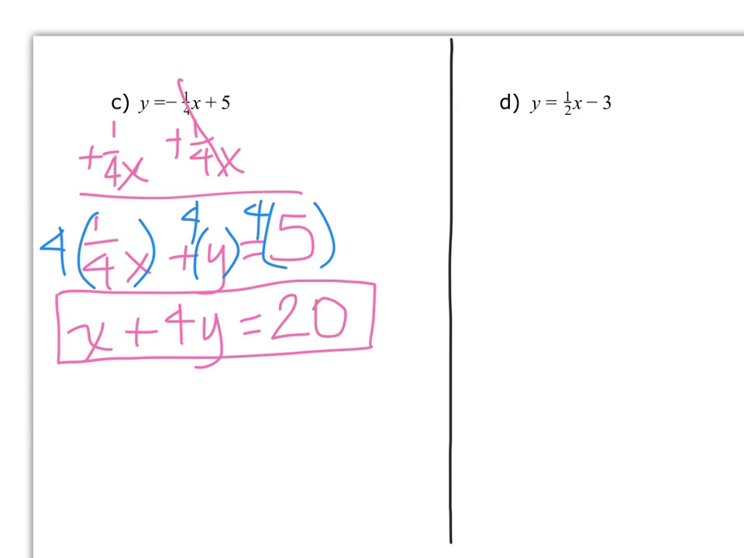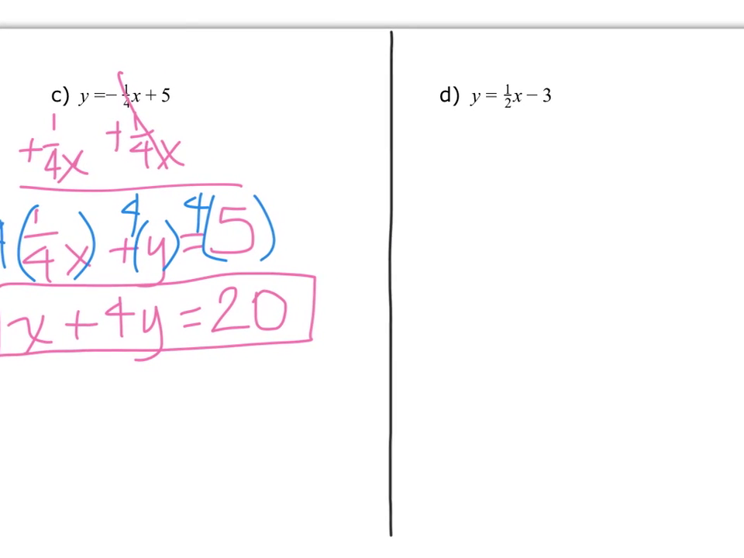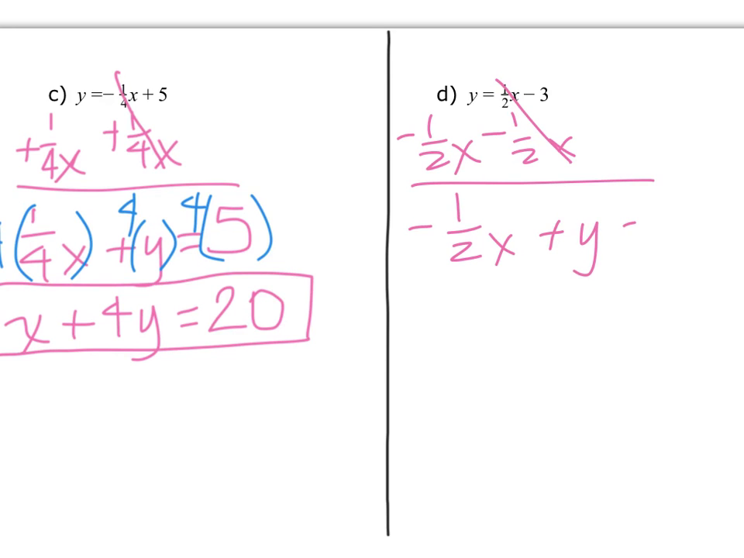All right, let's take a look at D. D says y equals 1/2 x minus 3. So, to get x and y on the same side, what do I want to do with that 1/2 x? Subtract it. So I'm going to subtract 1/2 x from both sides of my equation. So I have negative 1/2 x plus y equals negative 3.